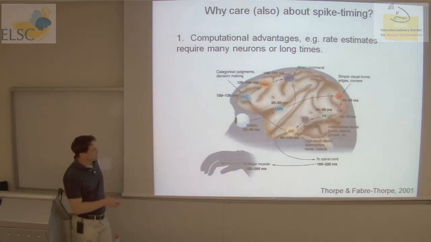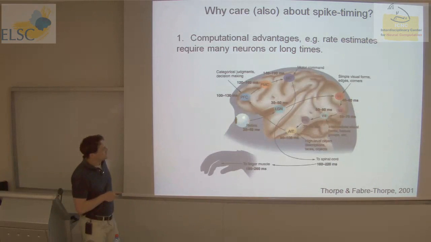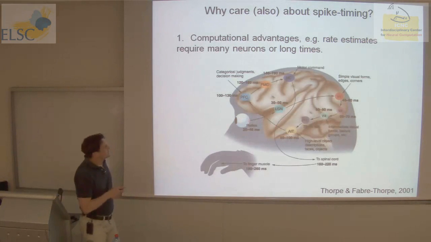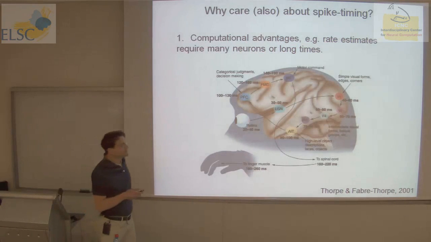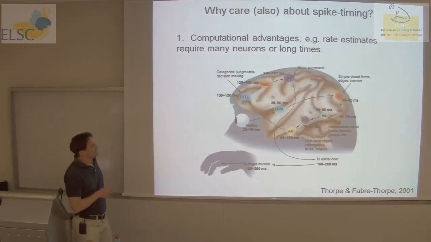One argument, put forward by Simon Thorpe, is the following. What you see is a schematic of the visual system. Here's the eye, and you project information through the visual pathway up to the prefrontal cortex. The times that you see here are the latencies with which neurons can respond to information in the visual images shown. So in the prefrontal cortex, you can make a decision about the presence of, let's say, an animal in the visual image in about 100 to 130 milliseconds. And this is over 7 synaptic stages.